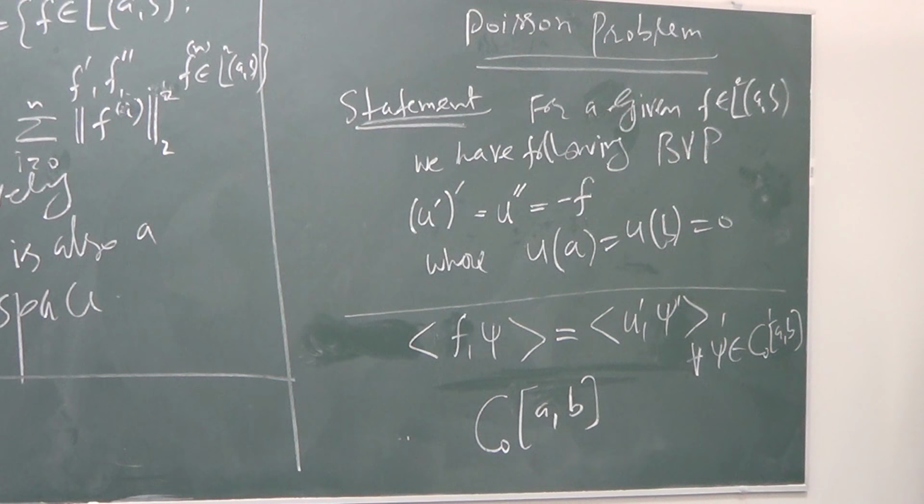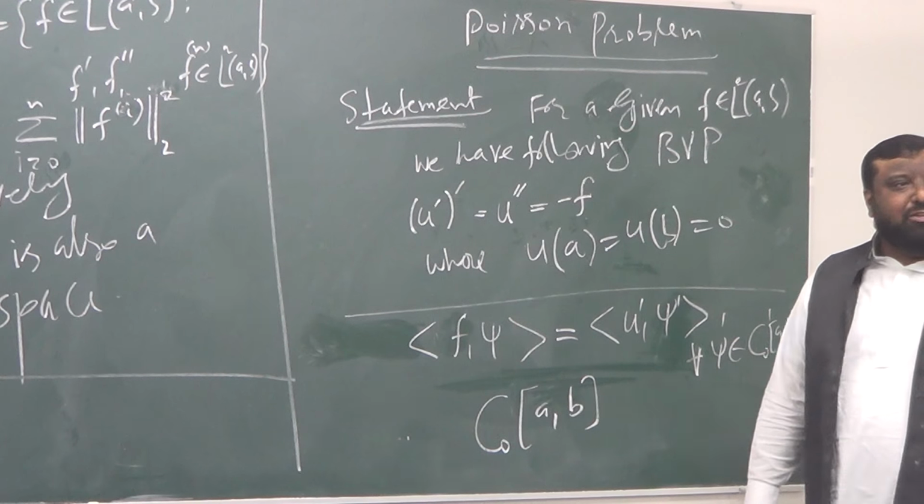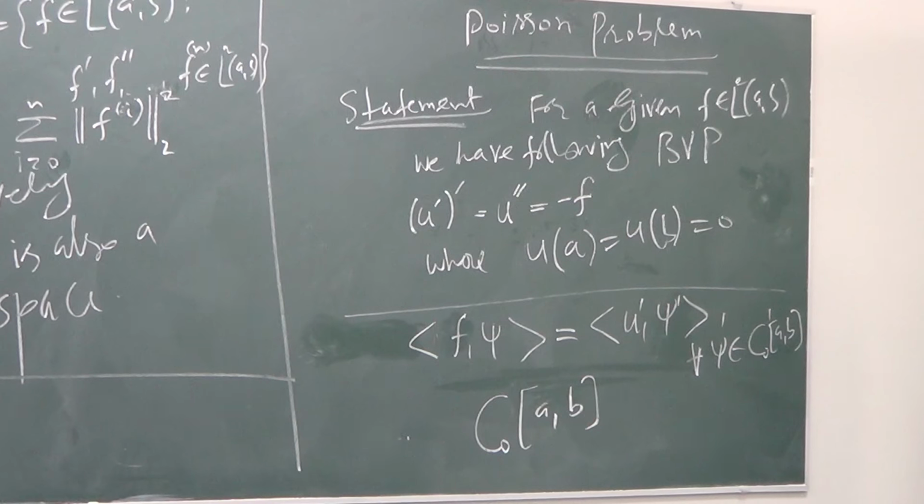C2? C2 smooth? No. If it is C2 smooth, it's a classical solution. We are not after the classical solution. We are in the weak sense. We want a solution in the weak sense. H2(a,b)? I'm saying H2 is too much to ask at the moment.